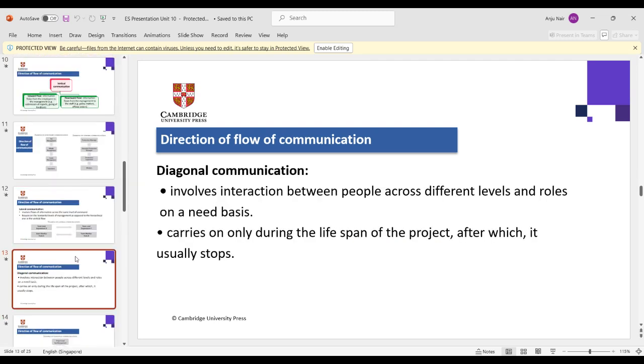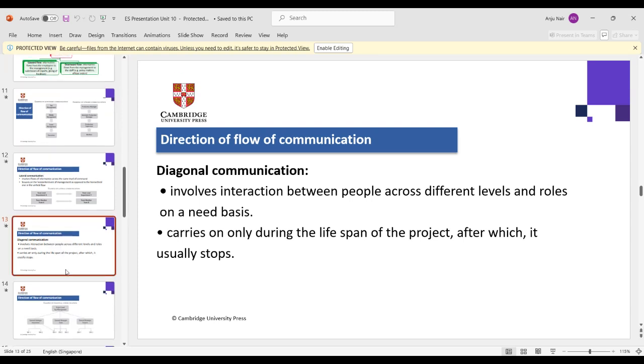That is a lateral communication. Then you have the diagonal communication. Diagonal communication involves interaction between people across different levels and roles on a need basis. So that is, it depends on the span of a project. Or you have to complete a project within 1 week, or 20 days, or 2 weeks.